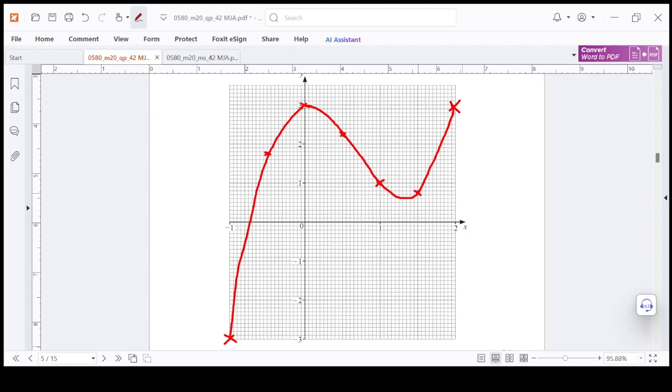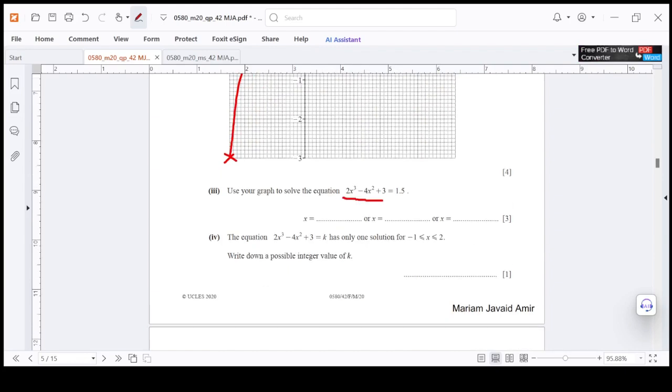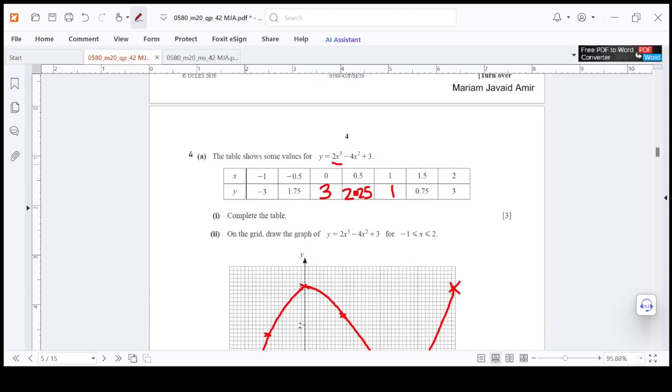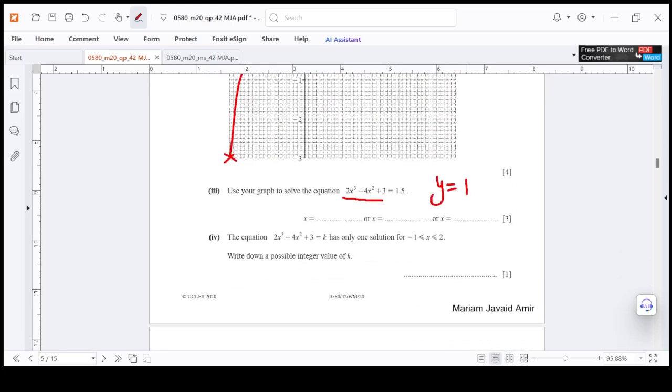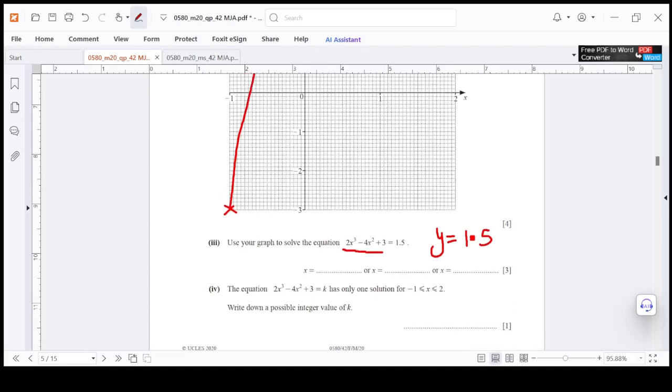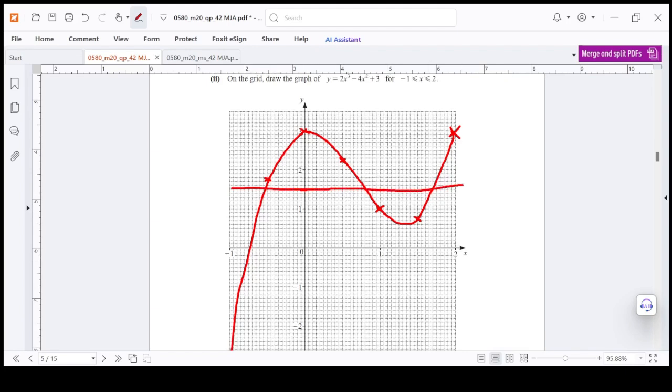Okay, so this is what I got roughly by plotting all the points and then joining them with a smooth curve. Okay. Next part says use your graph to solve this equation. Okay, this left hand side is probably equal to y. Let's check over here. Yeah, so this is equal to y. So I'm replacing the left hand side with y, and now this becomes y equals 1.5. We have to draw the line y equals 1.5 on the grid. 1.5 would be here. So make a horizontal line here at 1.5. Y equals 1.5 and read all the points of intersection.